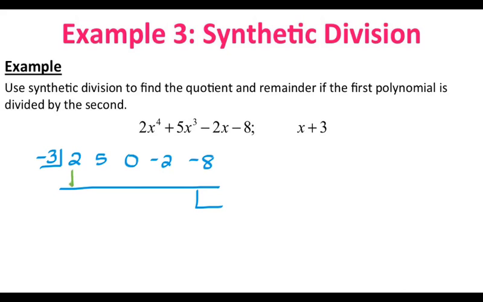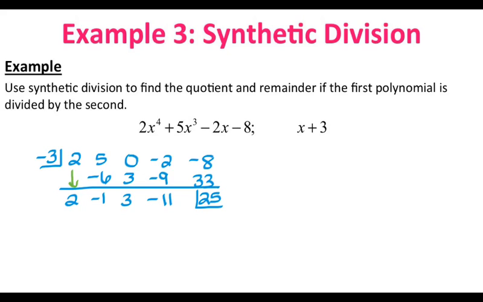For synthetic division, your first term goes straight down, so 2. You're going to take 2 and multiply it by what's in the box. So 2 times negative 3 is negative 6, and then we combine straight down, so 5 and negative 6 gives you negative 1. Negative 1 times negative 3 is positive 3. 0 plus 3 is 3. 3 times negative 3 is negative 9. That gives you negative 11. Negative 11 times negative 3 is 33. And then 33 minus 8 is 25.